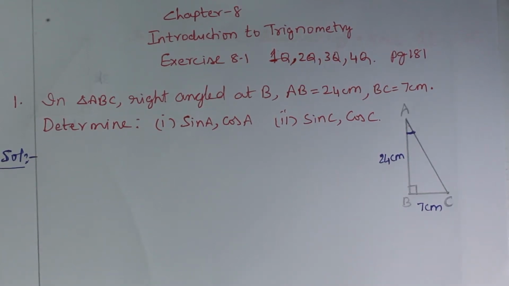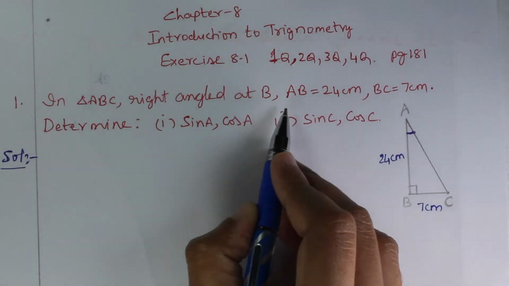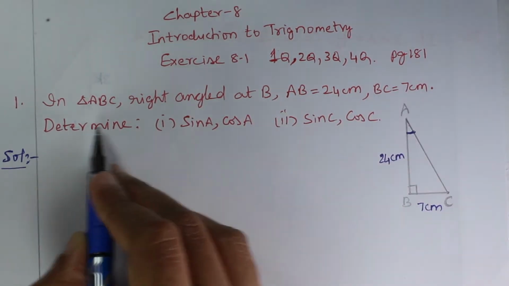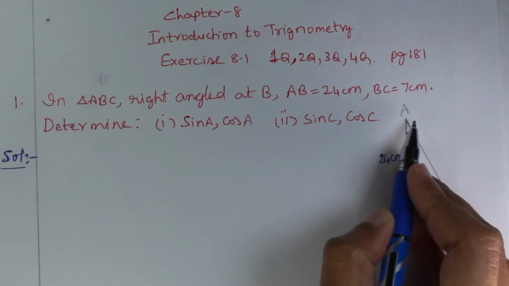In this session I am going to explain first, second, third and fourth questions from exercise 8.1, page number 181, chapter 8, Introduction to Trigonometry. So let's read the first question. In triangle ABC, right angle at B, AB is equal to 24 centimeters, BC is equal to 7 centimeters. Determine sin A, cos A, sin C, cos C.